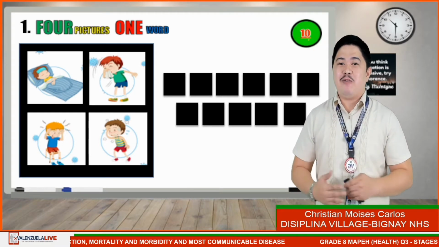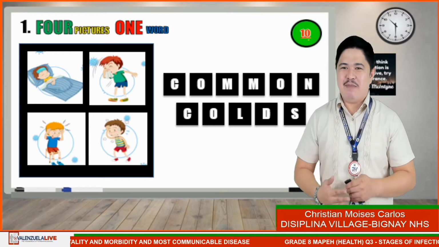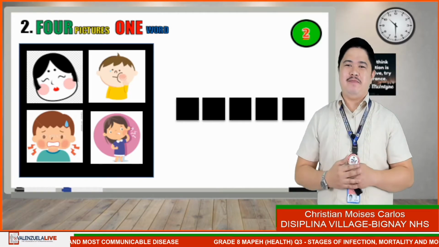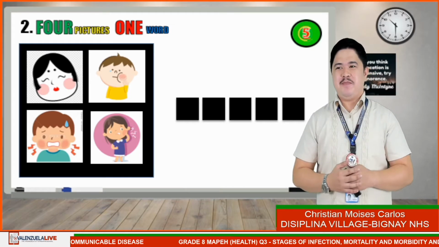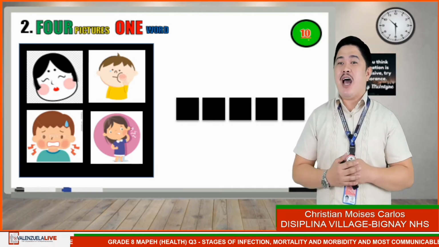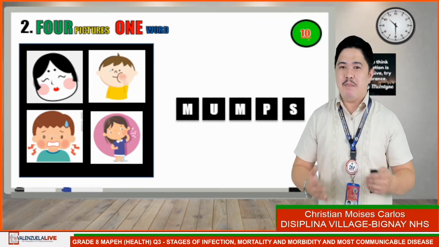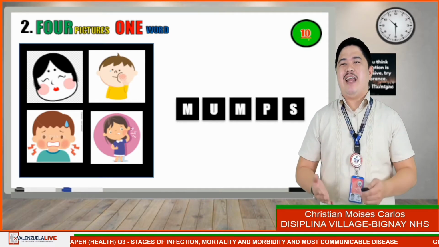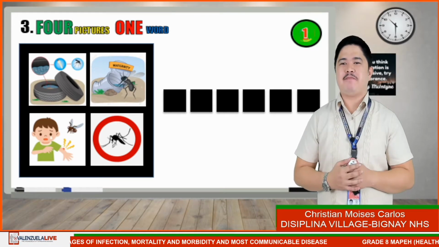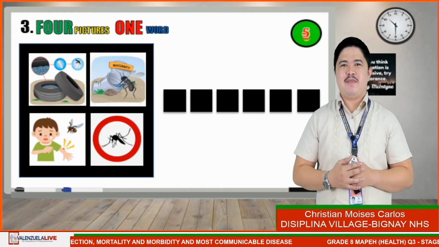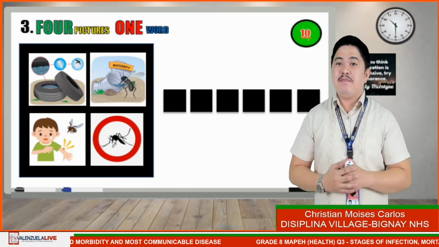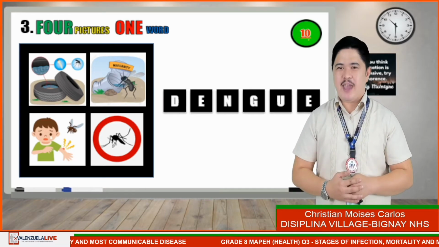Time's up. The correct word is common colds. Number 2. What is the word? Your 10 seconds starts now. Oops. Time's up. The correct word is mumps. Number 3. What is the word? Your 10 seconds starts now. Stop. The correct word is dengue.